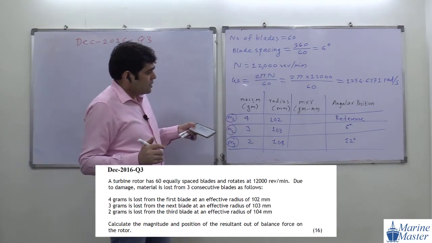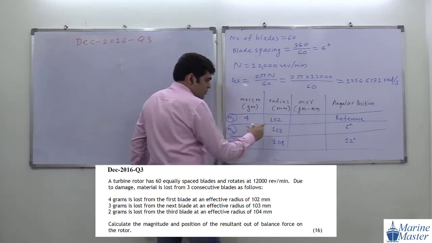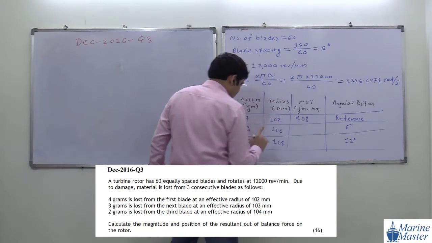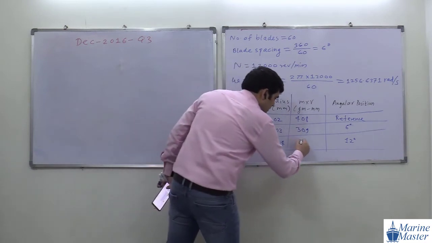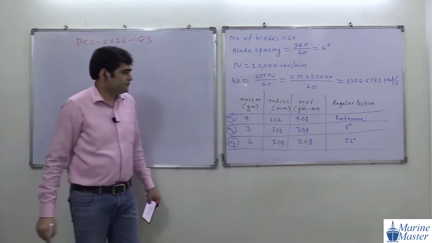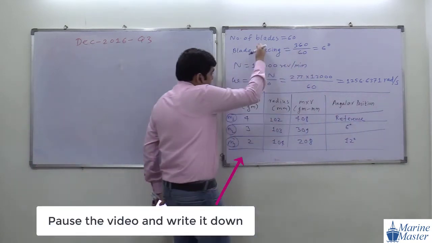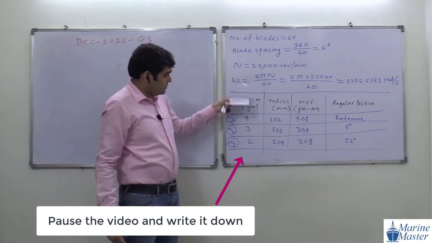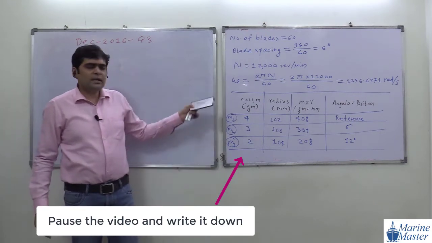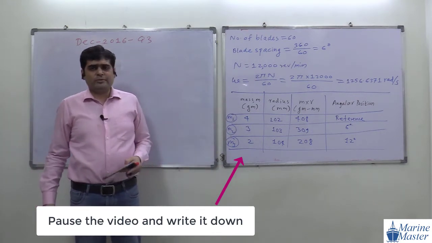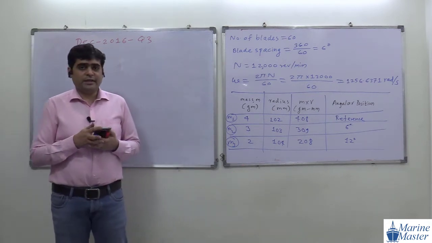Then this multiplication, 4 into 102 is 408, check it once again, 309, and 208. Please write down these things and complete this table. Please everyone write down these things. Then we are going to draw the drawing. From the drawing, I am going to explain more things to you. Okay, guys, any doubt in this discussion?